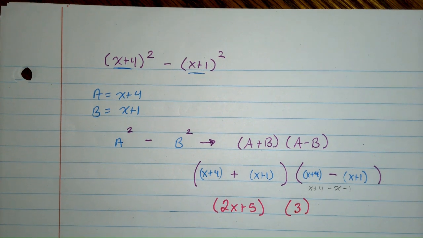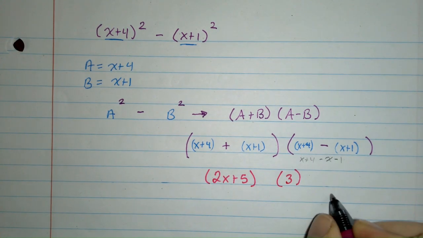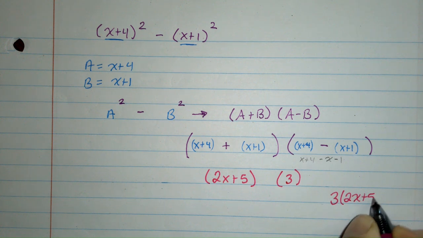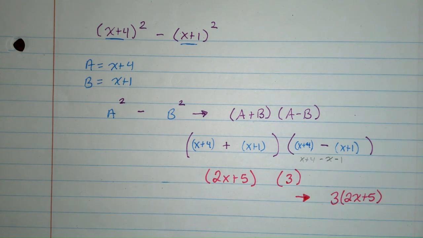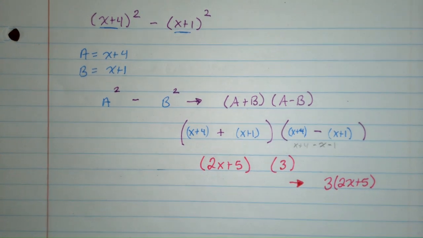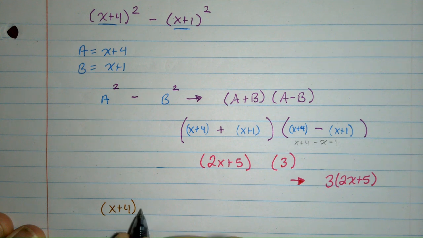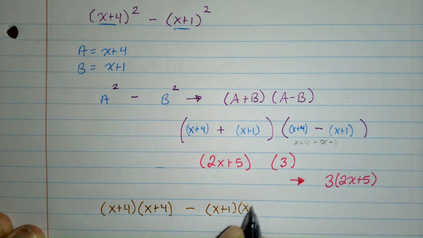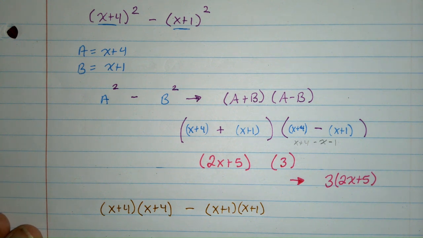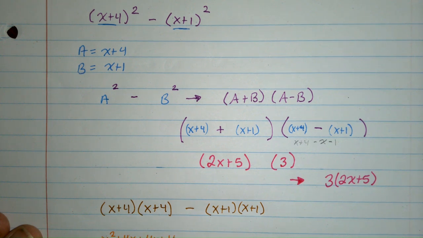Okay. Now, a lot of you are not going to approach the problem like that, so we're going to do this with a separate method, and I'm going to rewrite this pretty. We came up with this as a factor. So many of you are going to go x plus 4 squared minus x plus 1 squared. We have to multiply. x squared plus 4x plus 4x plus 16.